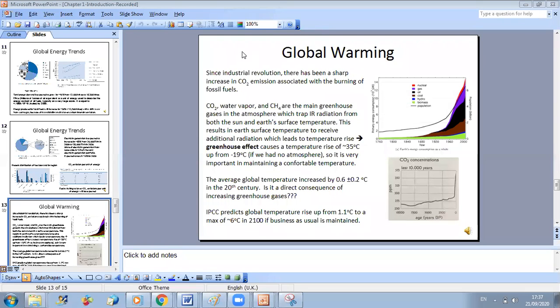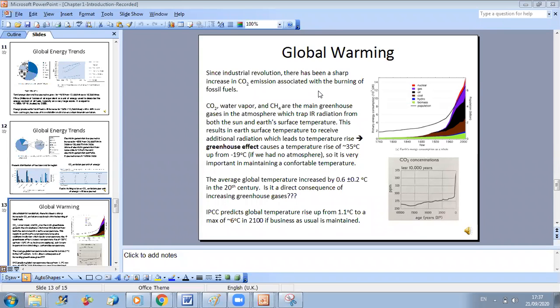Okay. Since the Industrial Revolution, there has been a sharp increase in CO2 emission associated with the burning of fossil fuels. And as you know, one of the main products of combustion is CO2. Now, CO2, water vapor, and methane are the main greenhouse gases in the atmosphere. These gases trap infrared radiation from both the sun and the earth, and this will lead to an increase in surface temperature. Now we will explain in detail how this takes place.